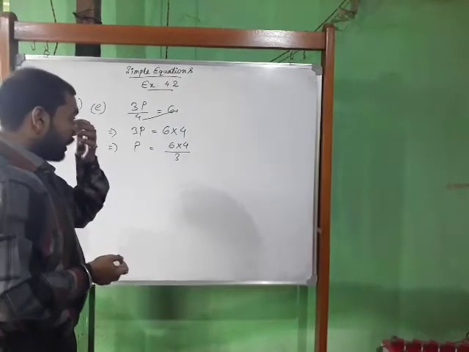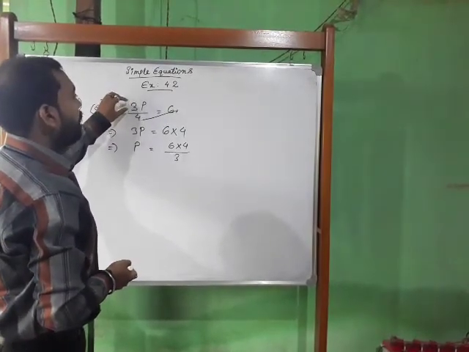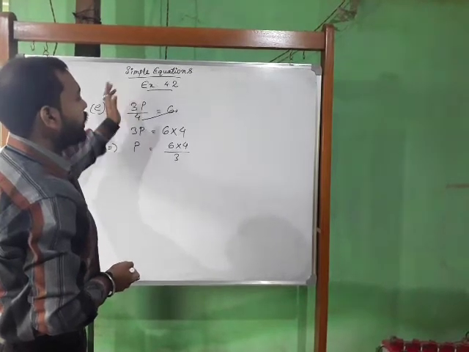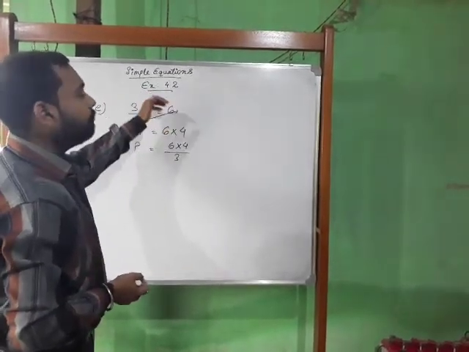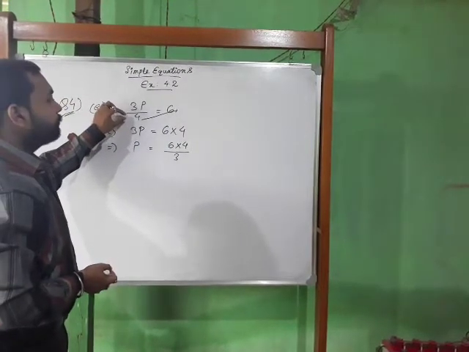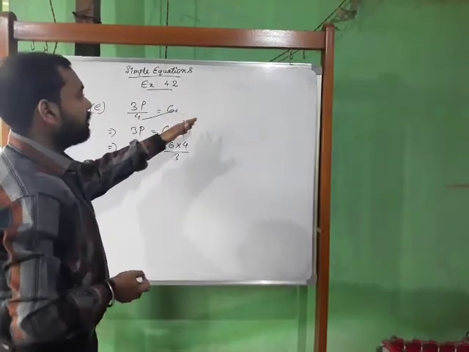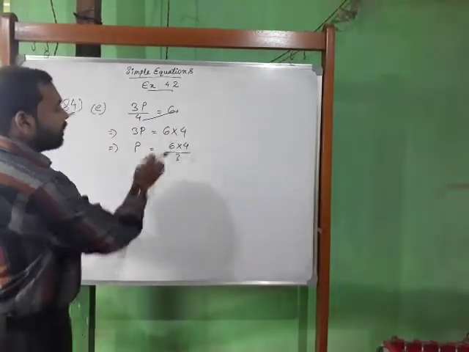So what does the rule say? The rule says that if any coefficient is multiplied with the variable, when it goes on the right hand side it will become divide, and if any coefficient is in divided form, when it goes on the right hand side it will become multiply. See, simply we have done like this.